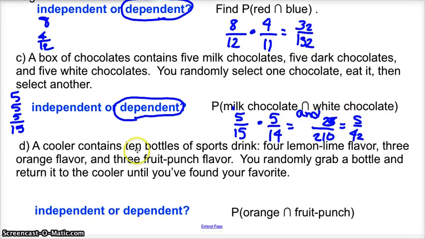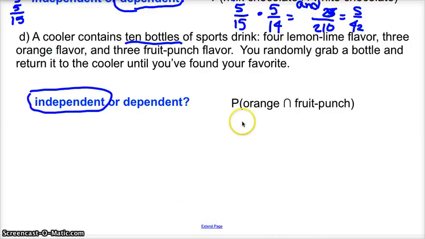A cooler contains 10 bottles of sports drinks, so I don't have to add anything up. There are 4 lemon lime, 3 orange, and 3 fruit punch. You randomly grab a bottle and return it to the cooler until you find your favorite one. Because you're returning that item, also known as replacement, these are going to be independent events. Because the probability of you picking an orange is 3 out of the original 10. And the probability of you picking a fruit punch, if you put that orange back until you found your favorite, there are now still 10 bottles in the cooler, and there are 3 fruit punch. Multiply tops with tops, bottoms with bottoms.